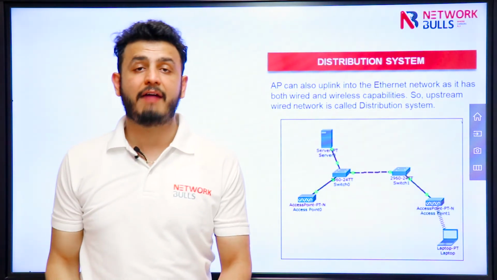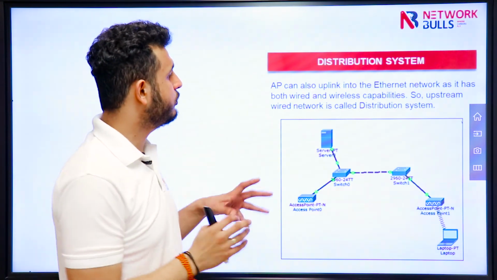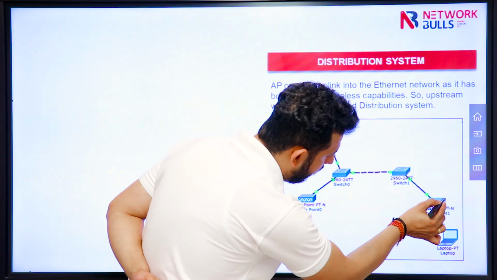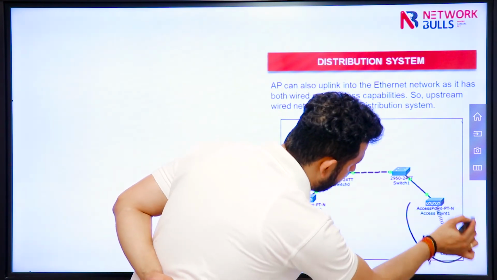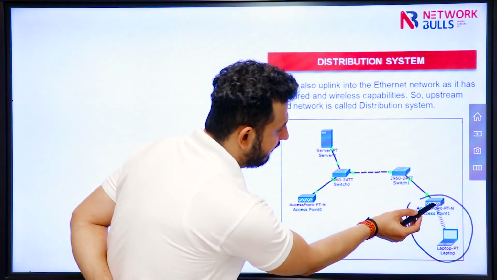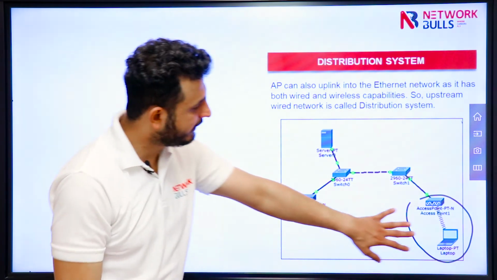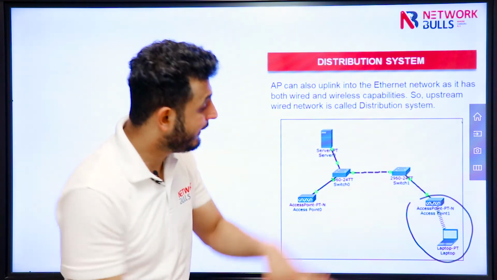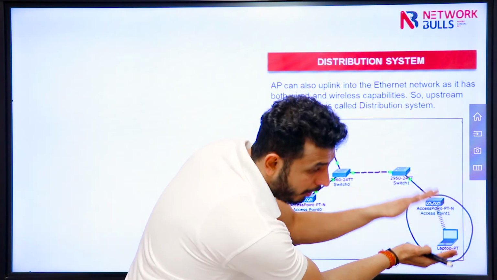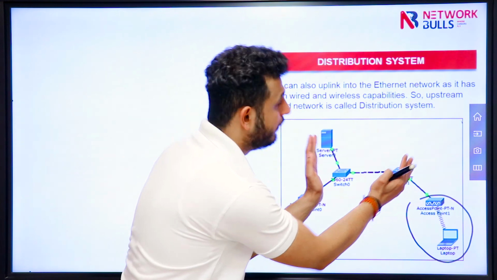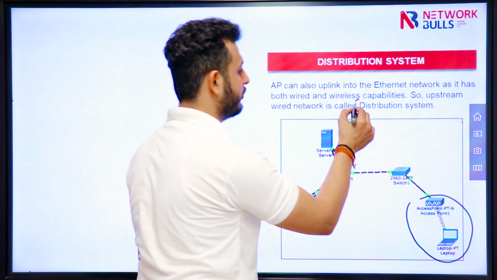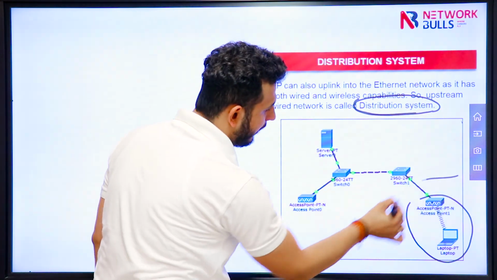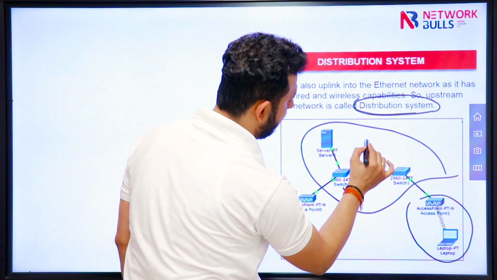Next, we have distribution system. So what is distribution system? See, this is your wireless network. A laptop is connected with the AP. If you want to send traffic to other parts of the network, wherever in your network you connect the wireless network to the wired network, that particular point is called distribution system. Or this particular upstream network is called distribution system.